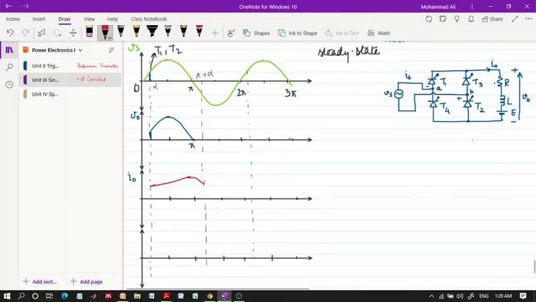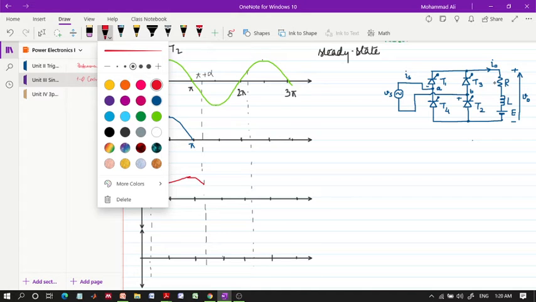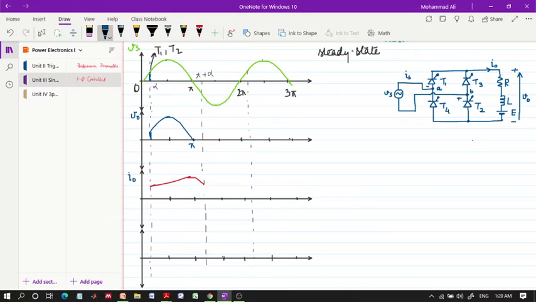And what about the current? What about the voltage in this zone? The voltage from pi to pi plus alpha should be what? It should follow this suit, like this.